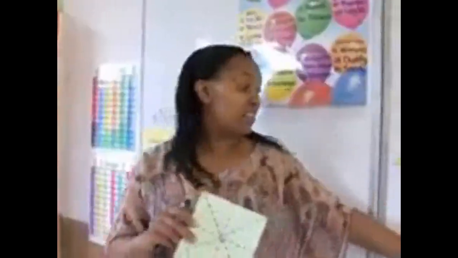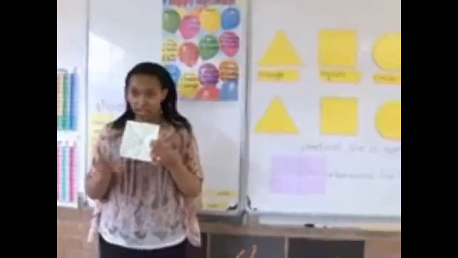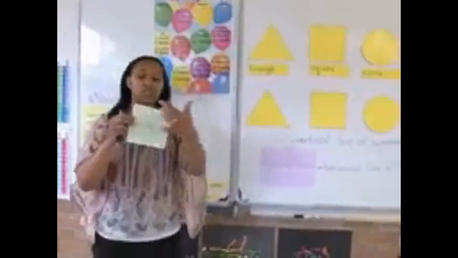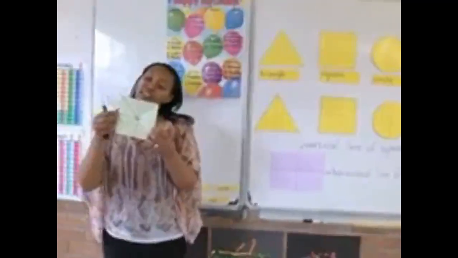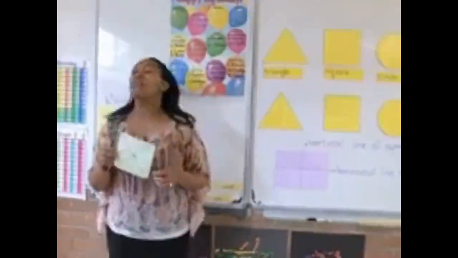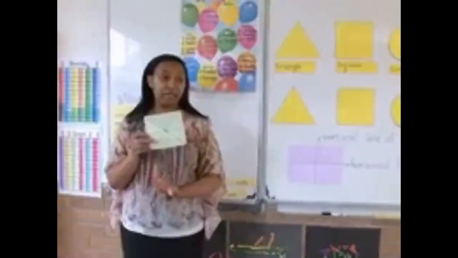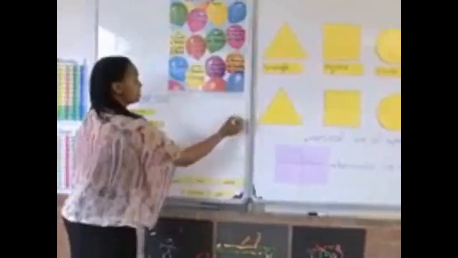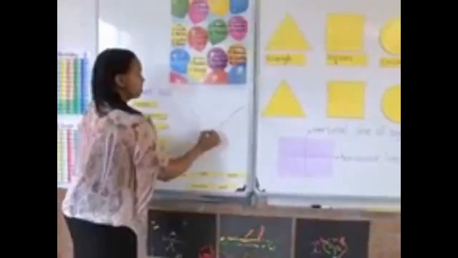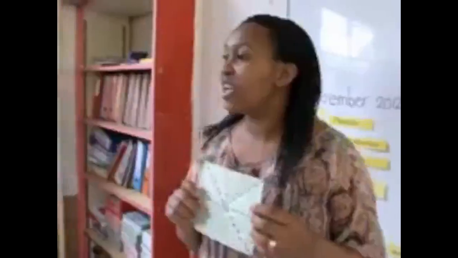Right. And remember, when we were working with our rectangle, we said this line that is drawn from top to bottom is called a? Vertical. Very good. It's called a vertical line. And this one that is drawn from left to right is called a? Horizontal. Very good. It's called a horizontal line. But look at our square now. There's another line that we have. Does anyone know what this line is called? This one that goes like this, or that is drawn like this. Does anyone know what that one is called? A diagonal line. Well done, grade 3s.